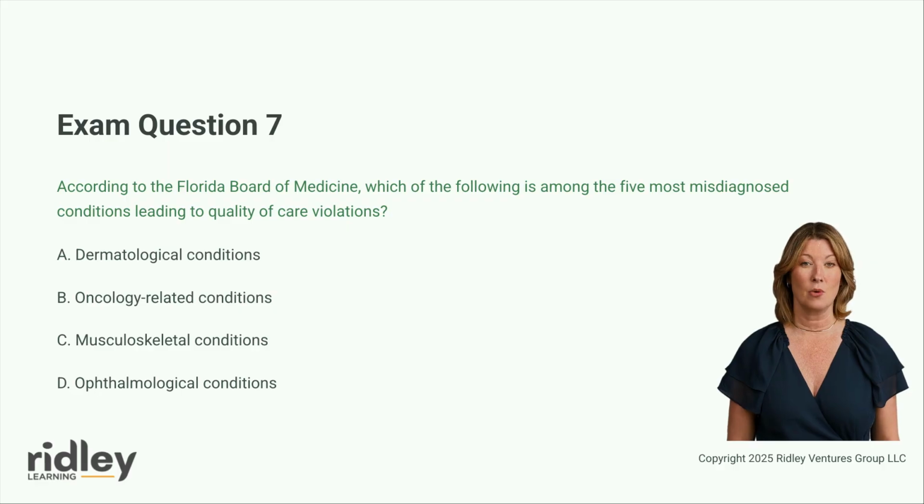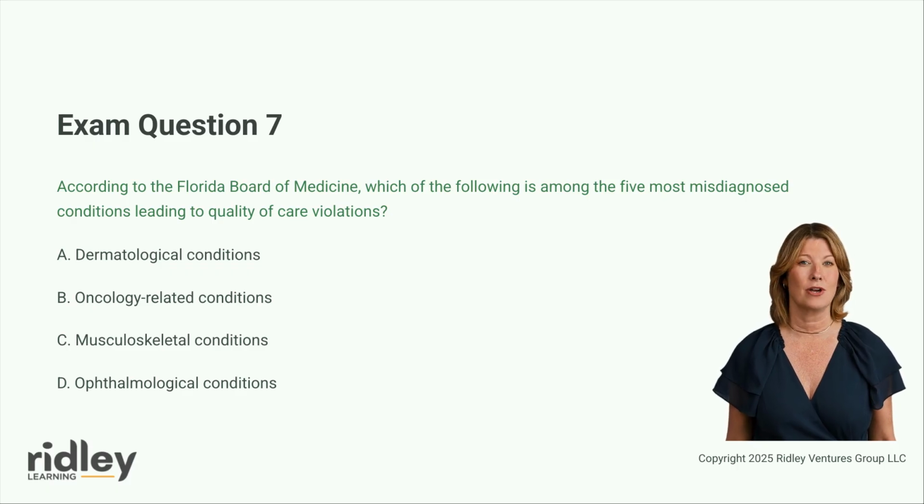Question 7. According to the Florida Board of Medicine, which of the following is among the 5 most misdiagnosed conditions leading to quality of care violations? The correct answer is oncology-related conditions. As of early 2024, the Florida Board of Medicine identified 5 clinical areas that most frequently result in quality of care violations due to missed or delayed diagnosis. These are oncology, gastroenterology, cardiology, neurology, and infectious disease.